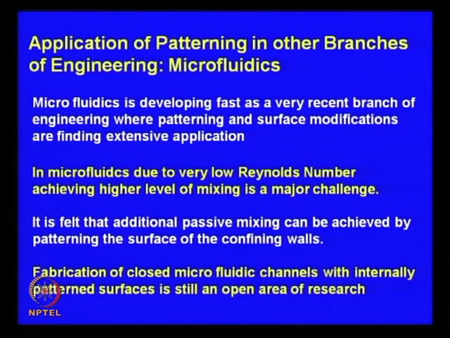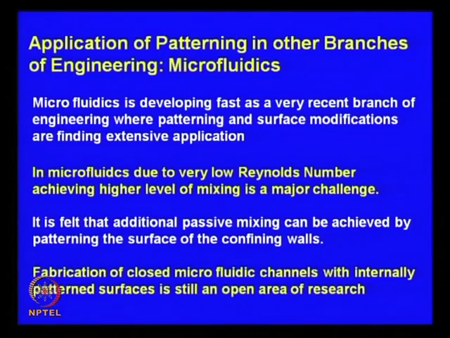For example, one such area, which is a very advanced area in itself, is microfluidics. Now, microfluidics, as is evident from the name itself, deals with the branch of fluid mechanics which deals with very little volume of fluid. So, it is developing fast as a very recent branch of engineering, where also we find that patterning and surface modification are likely to find extensive application.